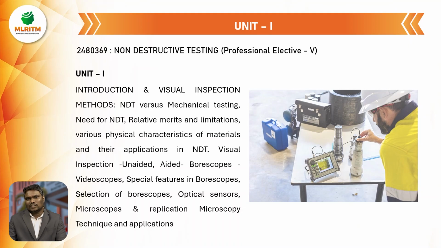So these are the 5 units we'll be having in non-destructive testing. Unit 1 gives the introduction about visual inspection methods and NDT versus mechanical testing, need of NDT, relative merits and limitations, various physical characteristics of the materials and their applications in NDT, visual inspection, especially visual, unaided and aided. In the aided, we will be discussing about borescope, videoscope, special features of borescope, and how the selection of borescope should happen.